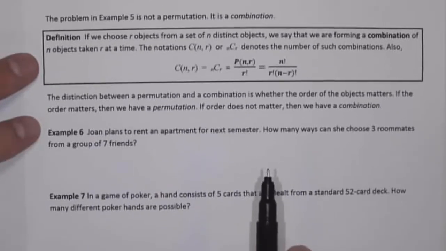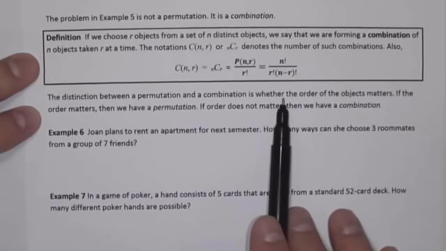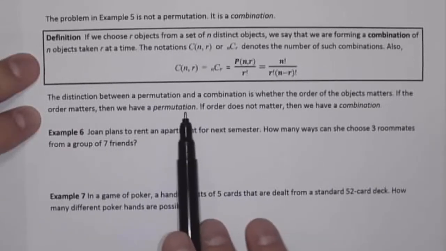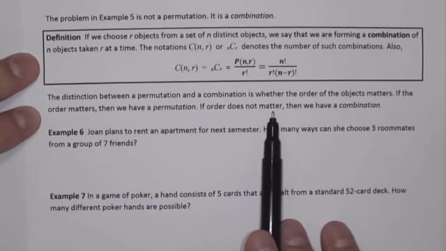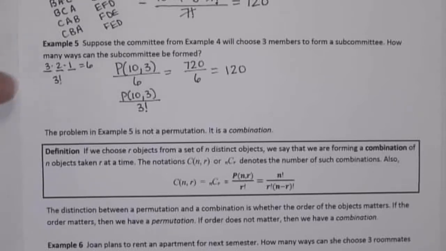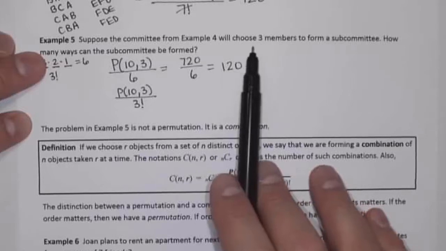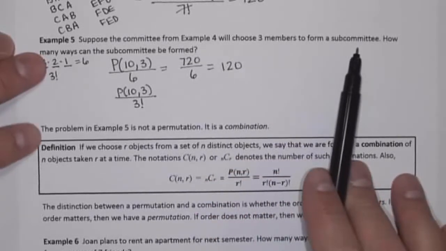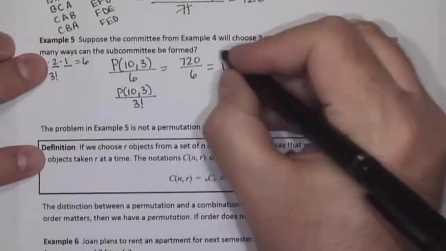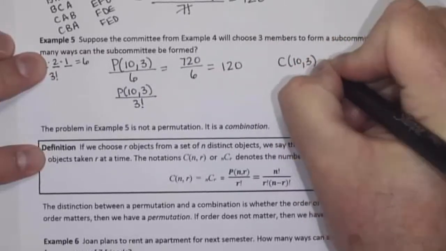Now, as I've already tried to indicate, the distinction between a permutation and a combination is whether the order of the objects matters. If the order matters, then we have a permutation. If the order does not matter, then we have a combination. So again, looking back at example 5 before we look at other examples, we had 10 members and we were selecting 3 of them to be on a subcommittee. And the order in which those 3 members are selected does not matter. So this was really a combination of 10 choosing 3 at a time.